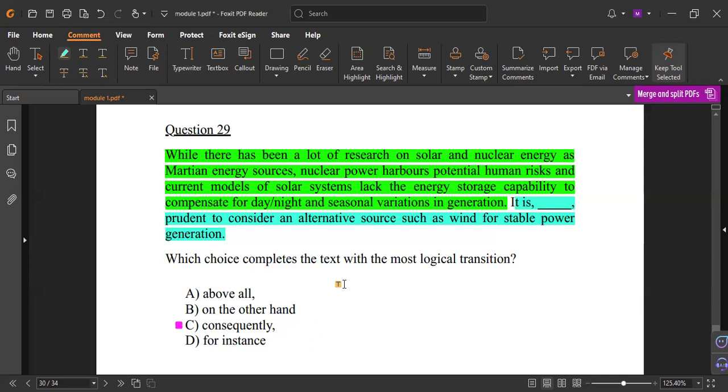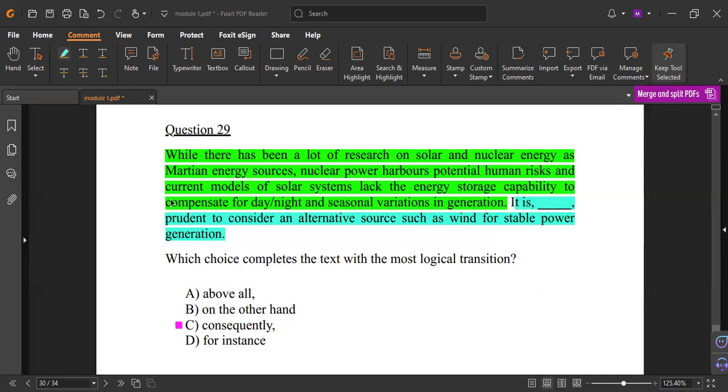We stopped on this point: find the relationship between the previous idea and the following idea. Is it comparison, to use B? Do we compare between two ideas or two things? No. What is it? Cause and effect. For letter C. Yes. Why?